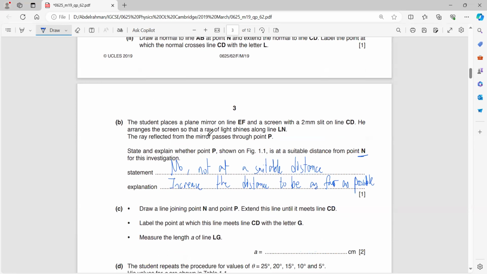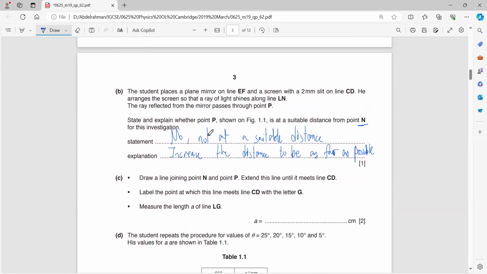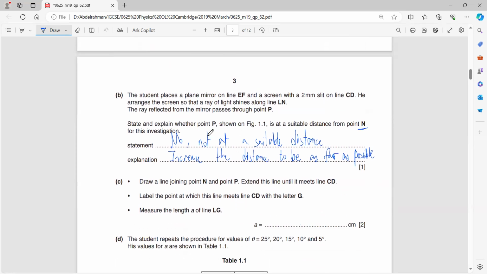Draw a line joining point N and P. We have points N and P. Extend the line until it meets CD. The point at which it meets CD is G. Measure the line LG.